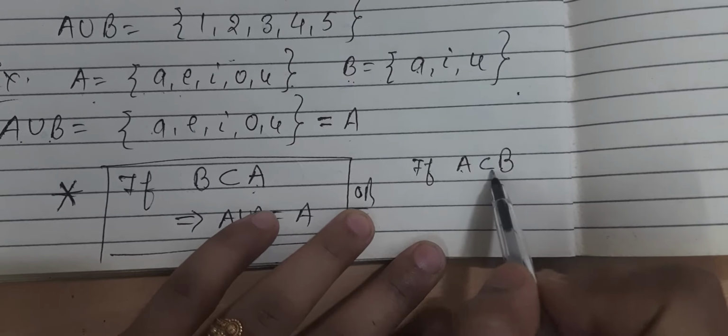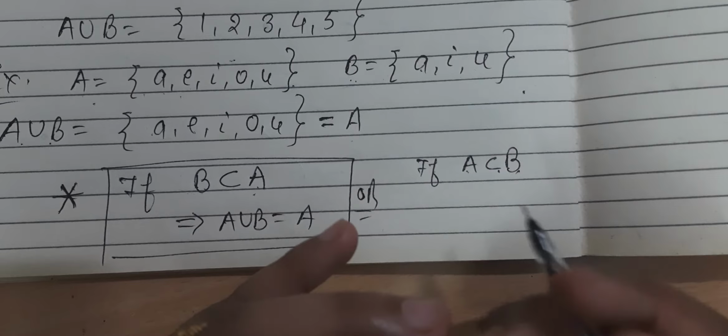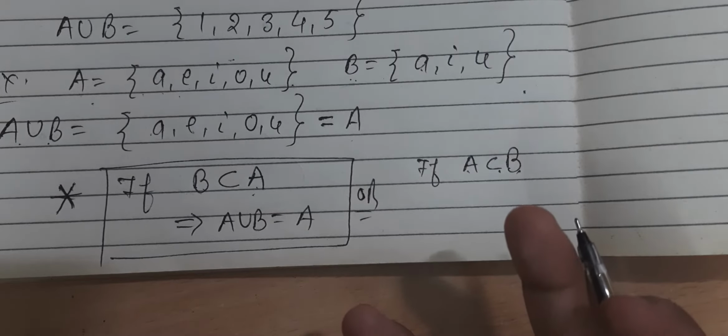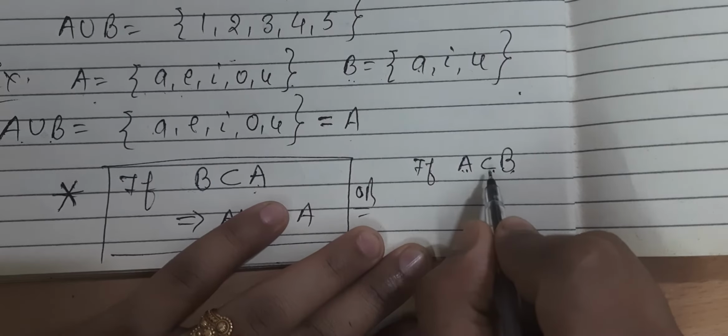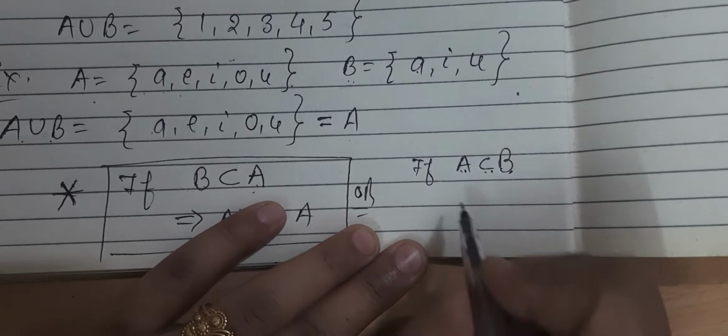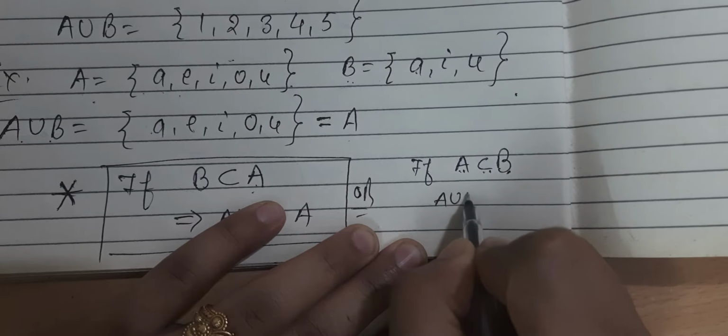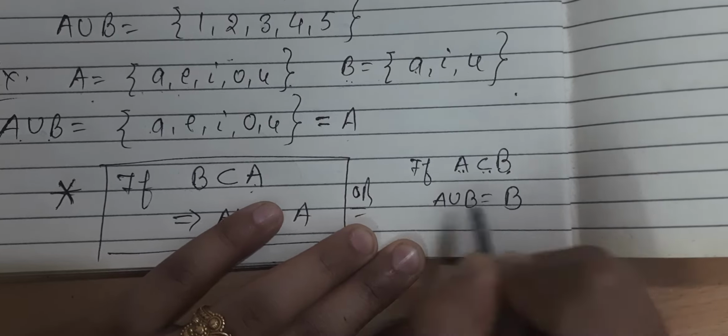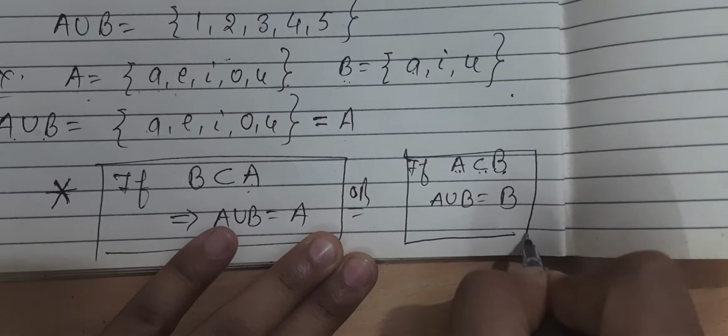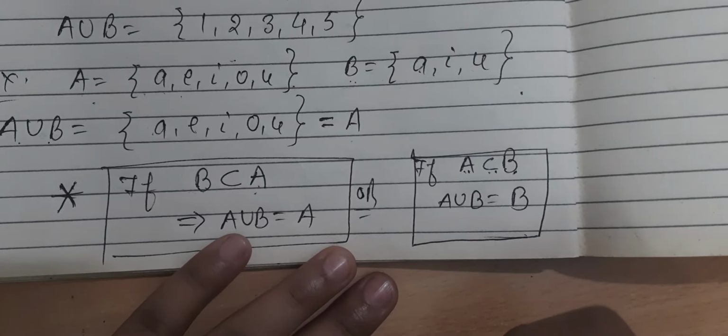So here A is a subset of B, so the union will be equal to the bigger set only. Okay, so A is a subset of B. It means in this case A union B will be set B only. Very, very important result.